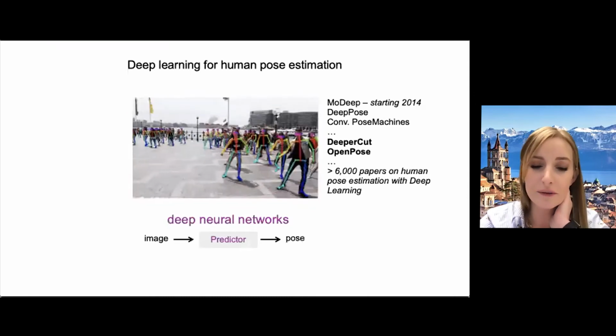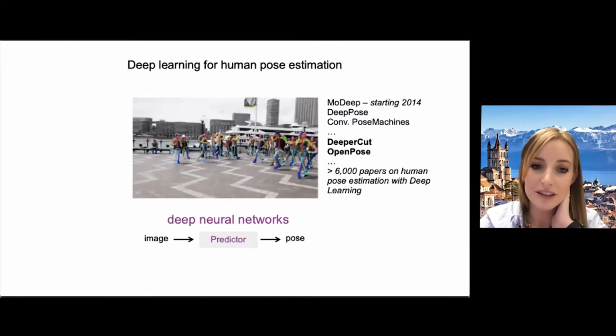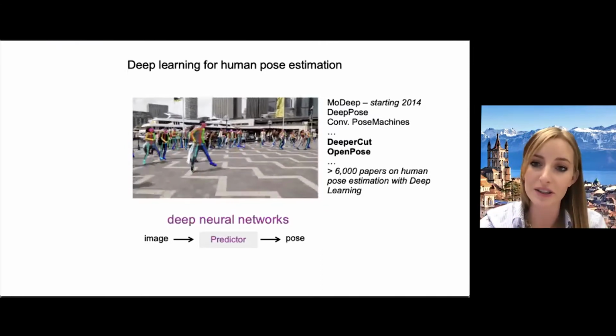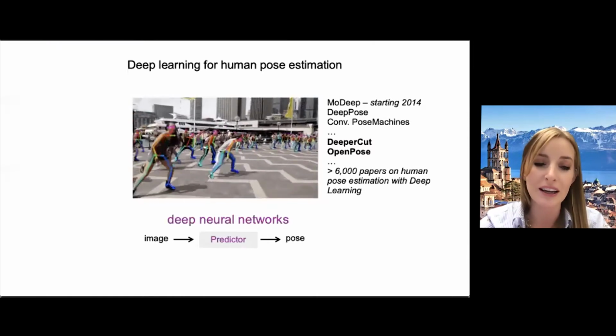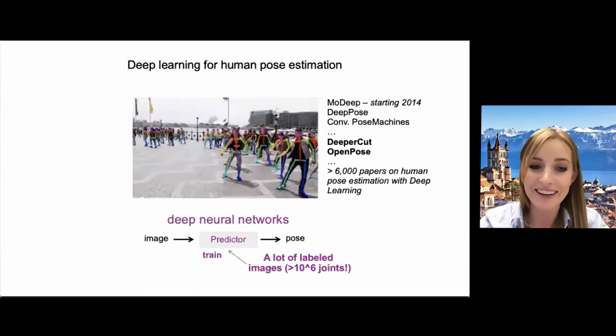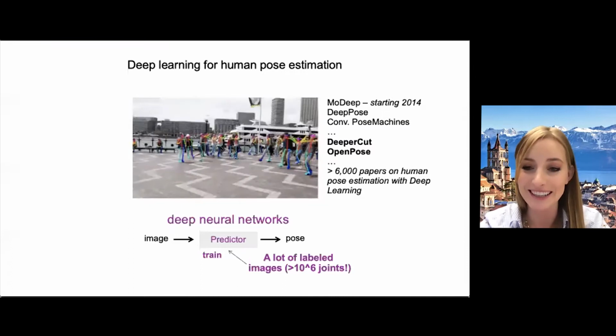So in general, for anyone that's not familiar with deep learning, the idea behind all of these is quite simple. You have an image, you have key points that you want to detect, you have a predictor, which in this case is a deep neural network, and then you get a pose, right? You have to train this predictor, and if you do some back of the envelope calculations, you'll see you actually need a lot of labeled data to do this.